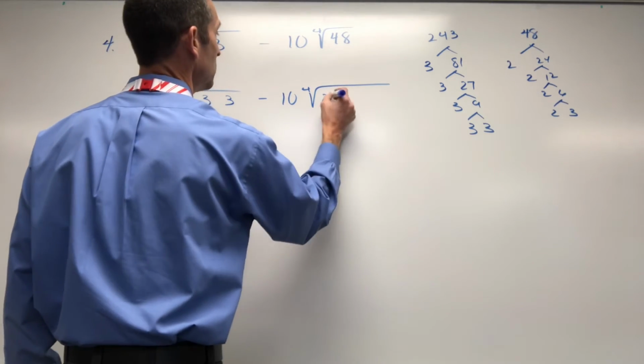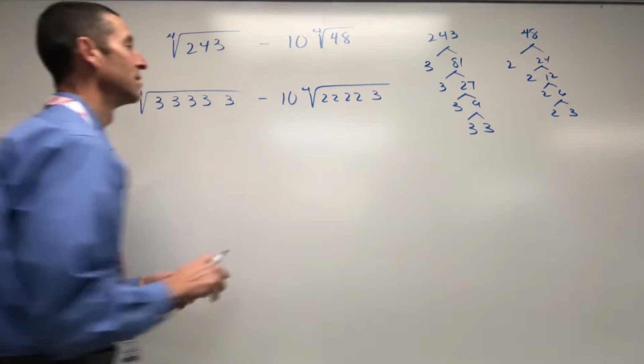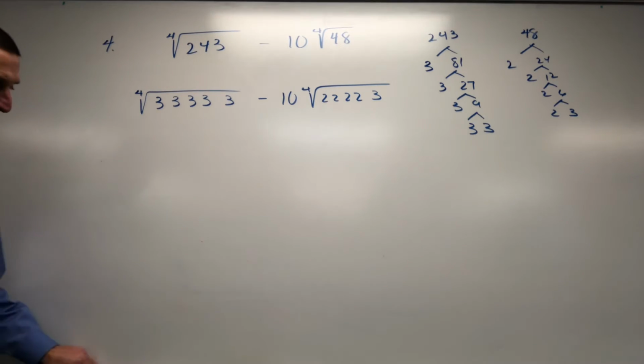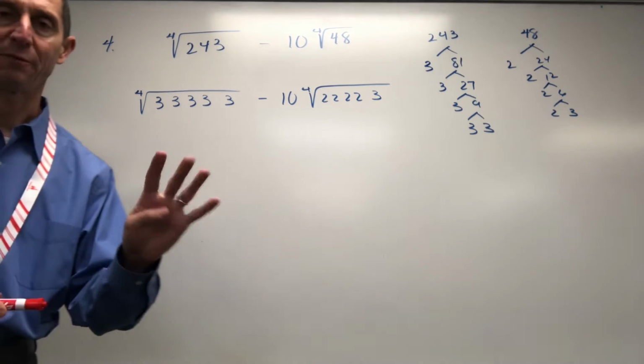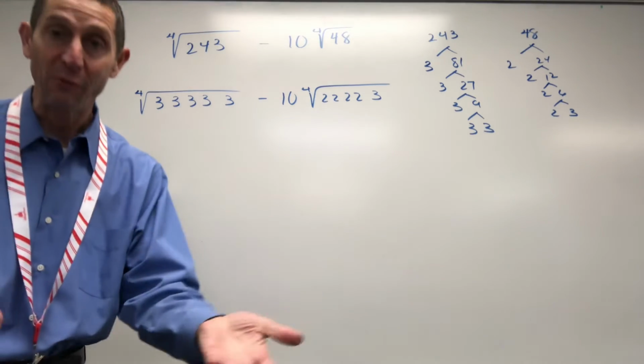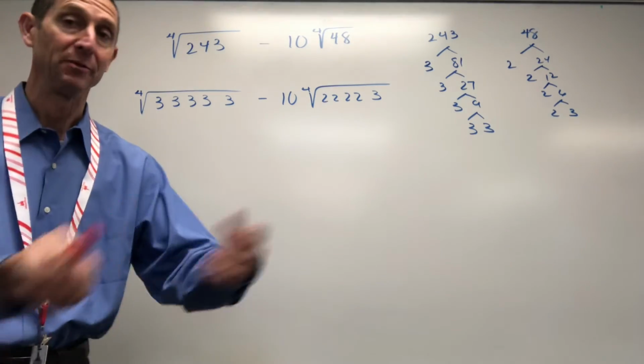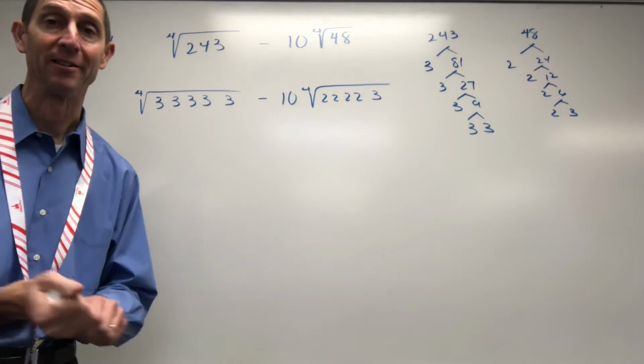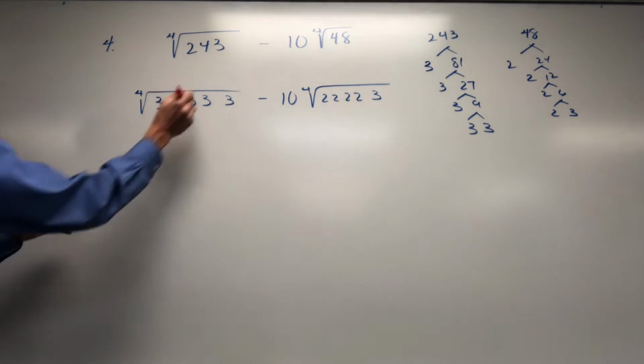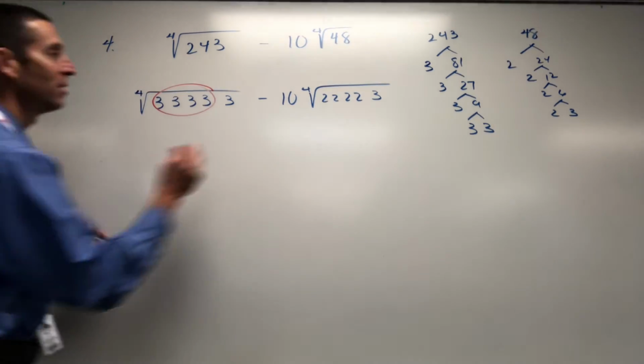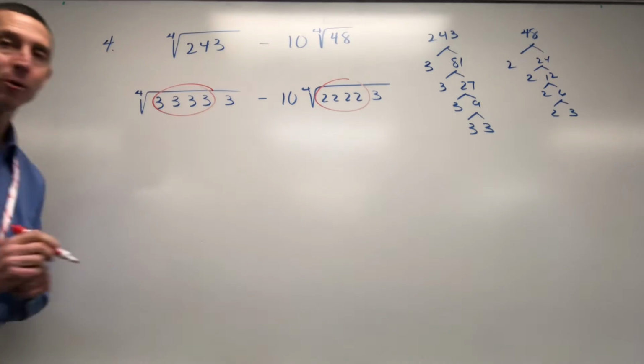Fourth root of 2, 2, 2, 2, 3. Now we've bumped it all the way to fourth roots. So if it's fourth roots, we're not looking for 2 of a kind, we're not looking for 3 of a kind, now we're looking for 4 of a kind.